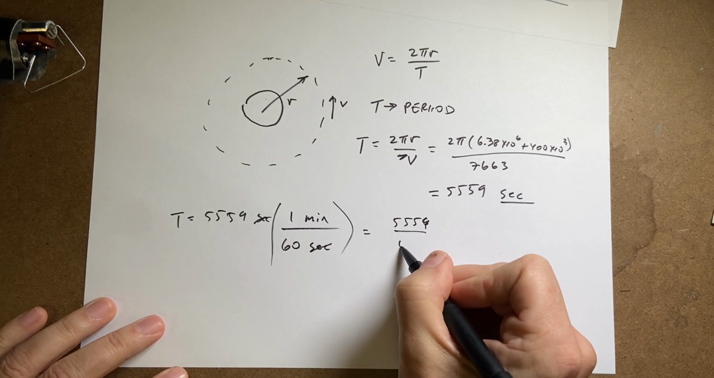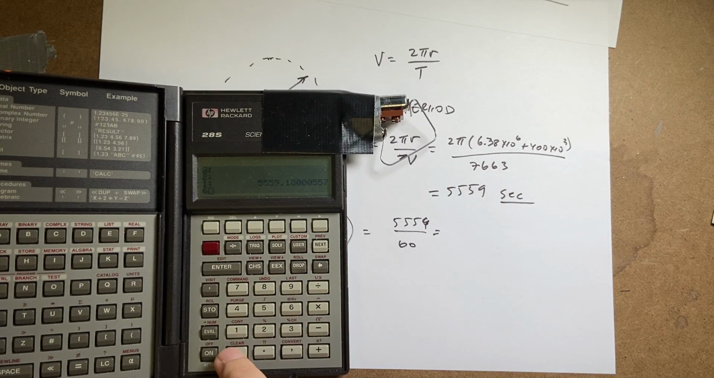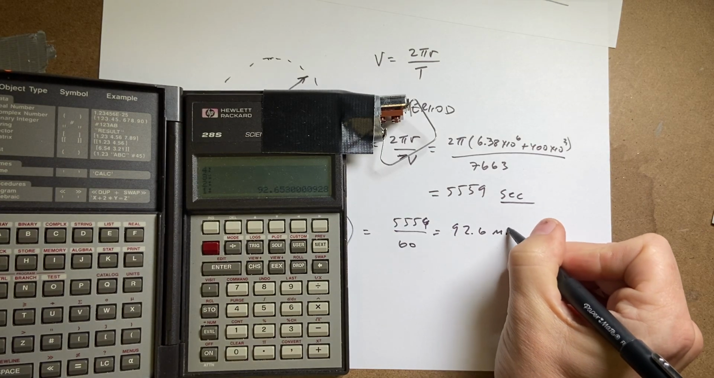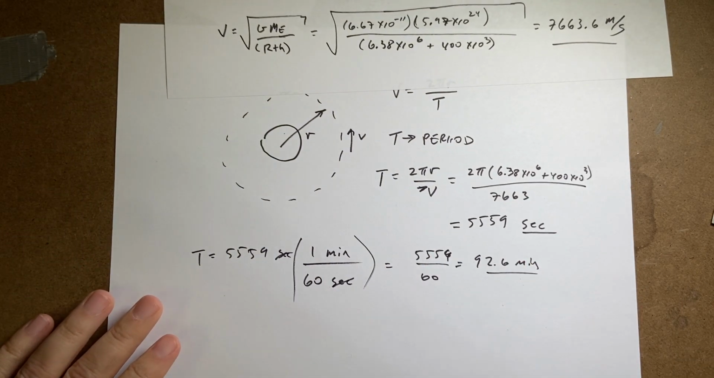So I get 5559 divided by 60. And now over here, I already have that number in there. So let's say 60 divided by. And I get 92.6 minutes. So that's how long it takes the space station to orbit the Earth and make a complete trip.